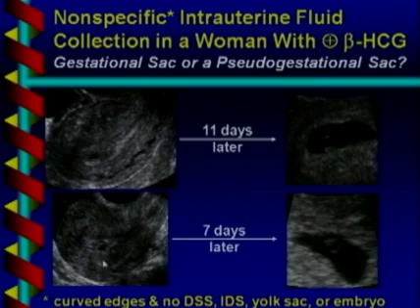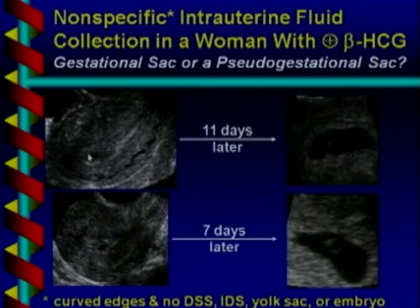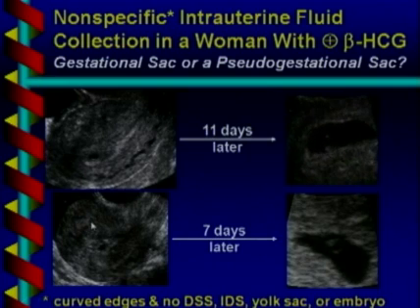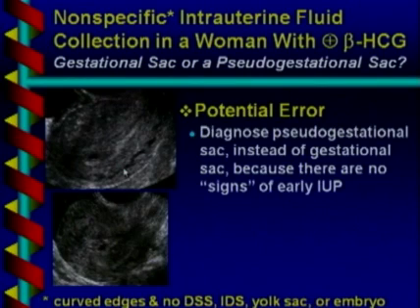Interestingly, on both of these patients, a week to a week and a half later, when each of these two women came back, these nonspecific fluid collections turned out to be pregnancies. You can see on these videos that a week or week and a half later, there's an embryo with a heartbeat inside the uterus. So how could we tell at the earlier date that these were pregnancies when they didn't have any special features of pregnancy?